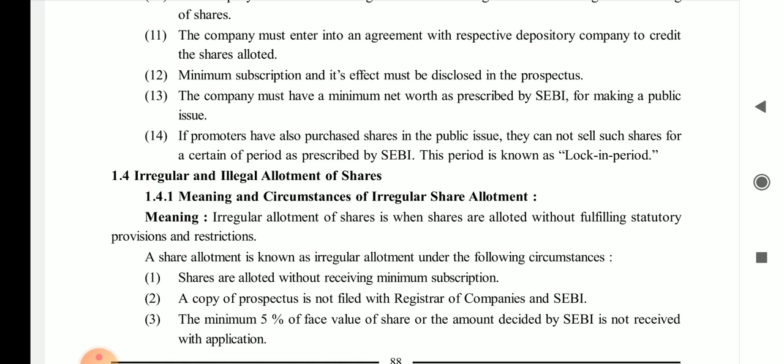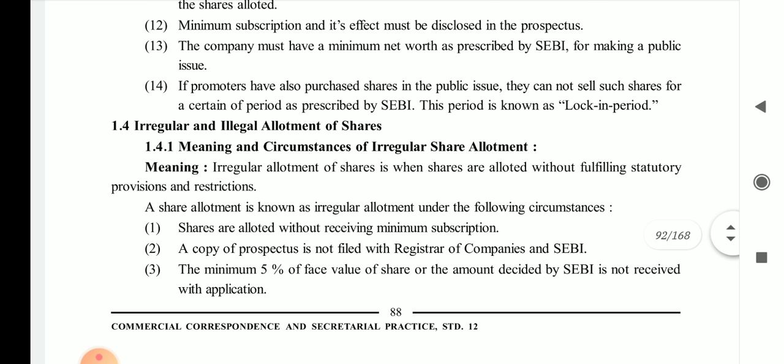If promoters have also purchased shares in the public issue, they cannot sell such shares for a certain period as prescribed by SEBI. See, promoters have to compulsorily purchase shares in a public issue, and they have to compulsorily keep them with them for a certain period. This period is known as the lock-in period.